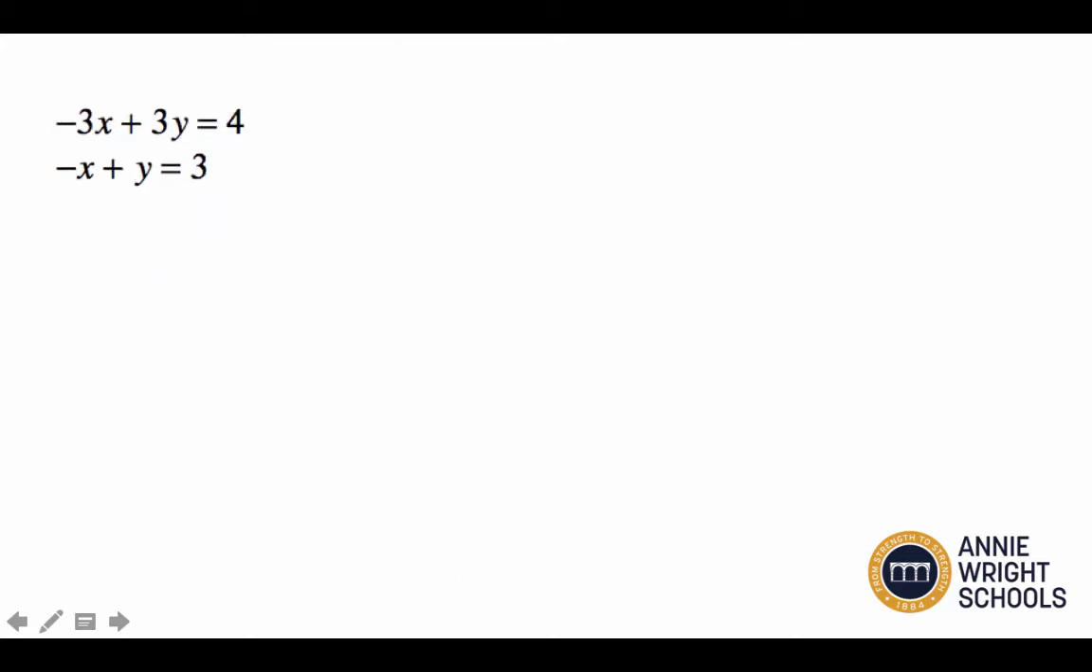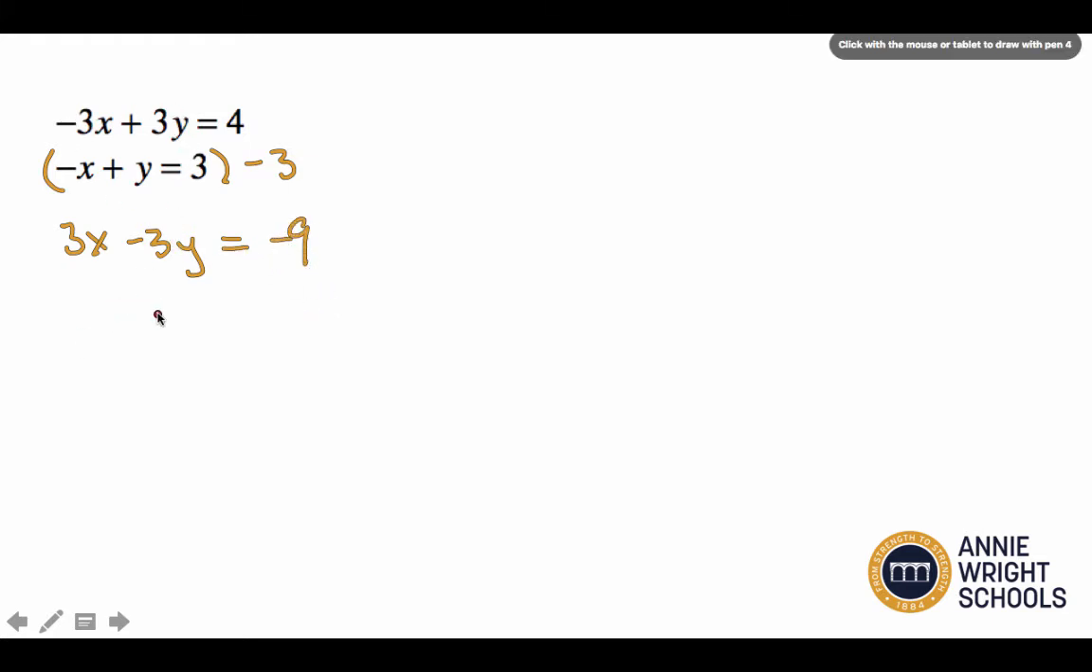Let's take a look at a different system. Try to solve this algebraically. I see that there's a negative 3x here and there's a negative x here, so I'm just going to multiply this equation by negative 3. And I get 3x minus 3y equals negative 9. I now add that up with the first equation, and I get 0 equals negative 5.